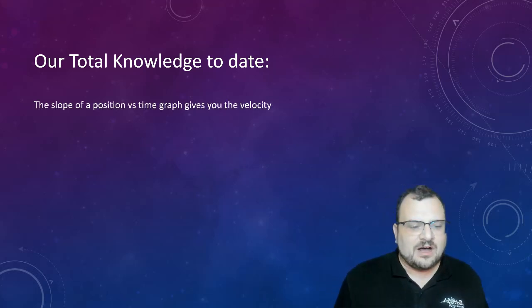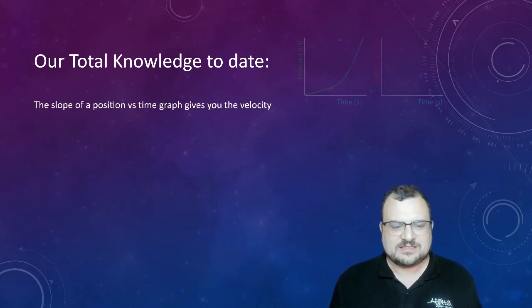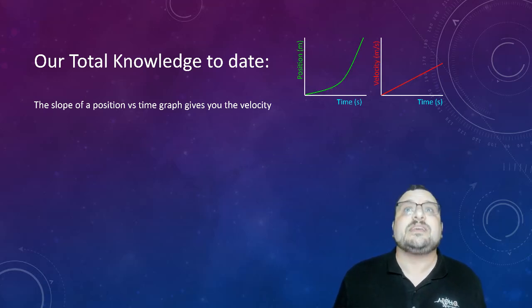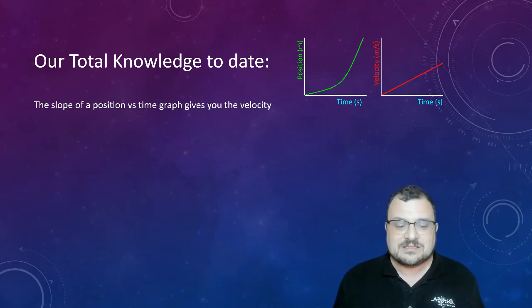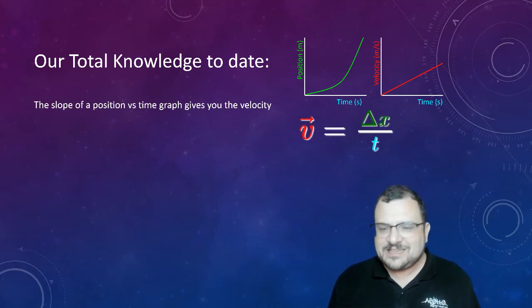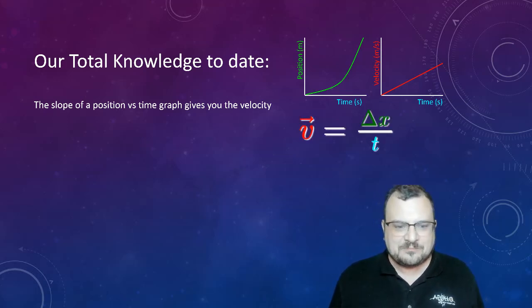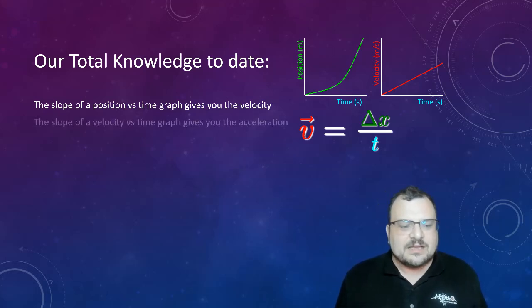The slope of a position graph gives you the velocity. So above my head, you can see the position graph and the velocity graph, and how as the slope of that position graph goes up, so does the velocity. And this makes perfect sense because the very definition of velocity is the change in position over time, and the slope of that graph is the change in the y-axis over the change in the x-axis, or the change in position over time.